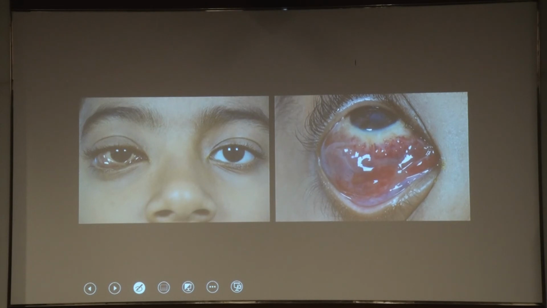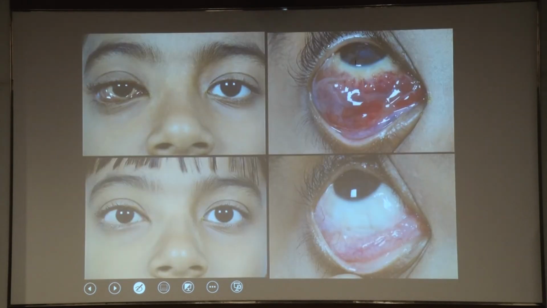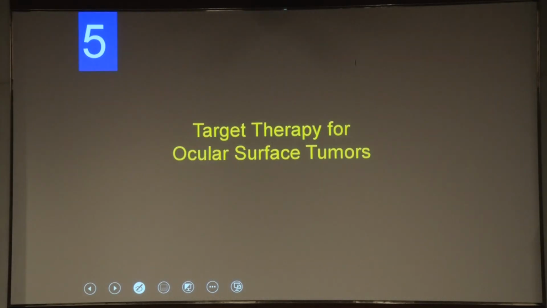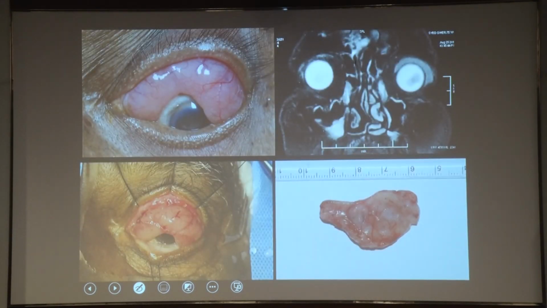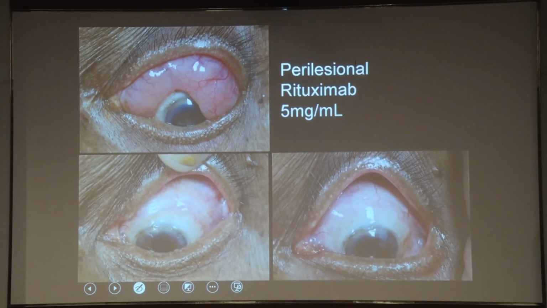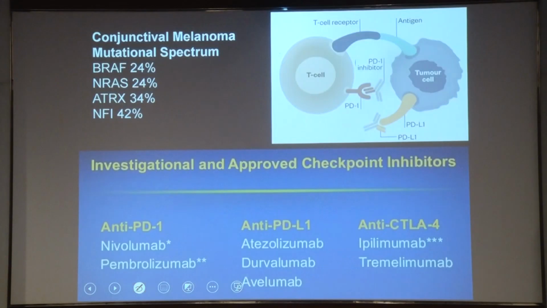Vaporization of conjunctival tumors for lymphangioma, where you already know the diagnosis. Bleomycin is a possibility, but instead of using bleomycin so close to the cornea, you can always use vaporization technique. And target therapy is the last bit. This is a patient with conjunctival lymphoma with posterior extension along the surface of the eyeball beyond the equator. One option is to do radiation for the residual tumor, but here we choose perilesional rituximab, 5 mg per ml, 6 injections, 3 weekly, actually cleared the tumor.